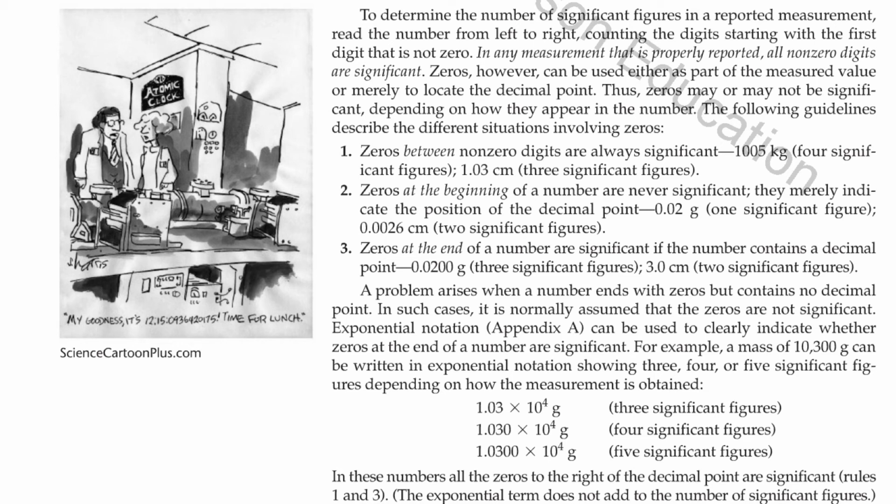A problem arises when a number ends with zeros but contains no decimal point. In such cases, it's normally assumed that the zeros are not significant. Exponential notation can be used to clearly indicate whether zeros at the end of a number are significant. For example, the mass of 10,300 grams can be written in exponential notation showing 3, 4, or 5 significant digits, depending upon how the measurement was obtained. In these numbers, all the zeros to the right of the decimal point are significant, rules 1 and 3. The exponential term does not add to the number of significant digits.